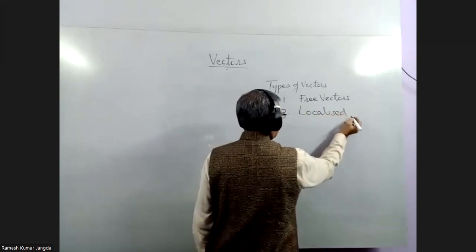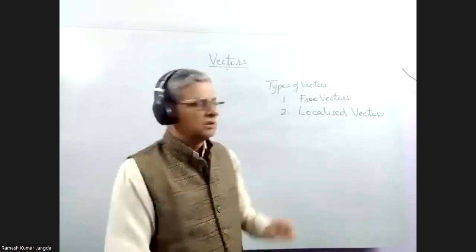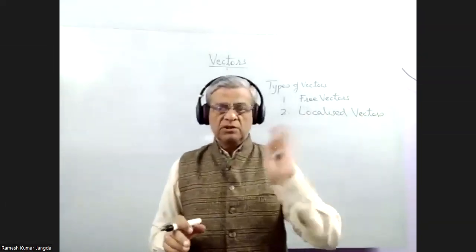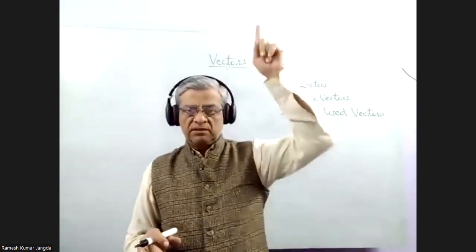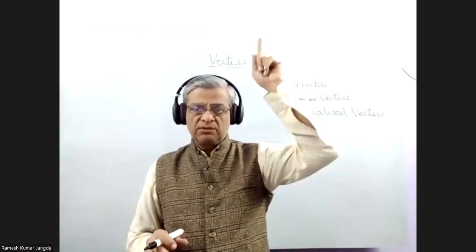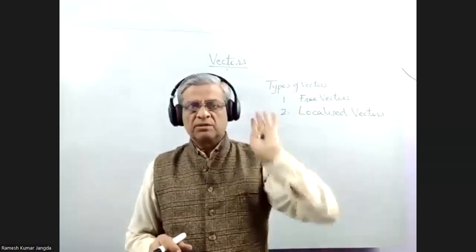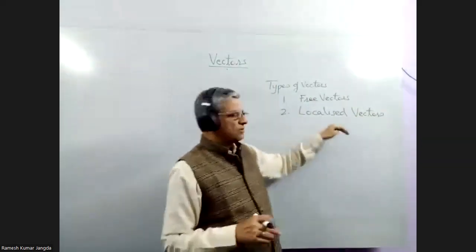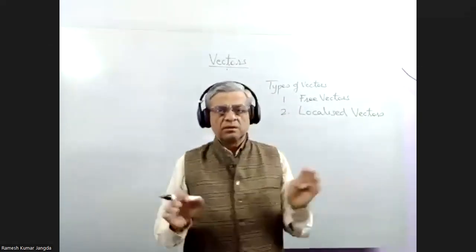Localized vectors. Another type is localized vectors. Localized vectors are vectors which are fixed. They cannot be moved. It is something like a ceiling fan, which is fixed on the roof. It cannot move. It can just rotate at its own place only. So vectors which cannot be moved anywhere are called localized vectors.